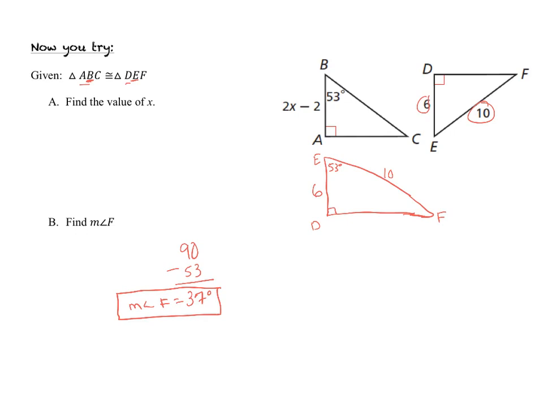Sorry, I don't know why I skipped example A. Find the value of x. Well, for the value of x, I'm looking at my BA, which, according to the congruent statement, should match DE. Well, BA is 2x minus 2, and DE is 6, so I can set them equal to each other. 2x minus 2 equals 6, add 2 to both sides, 2x equals 8, divide by 2 on both sides, and x equals 4.